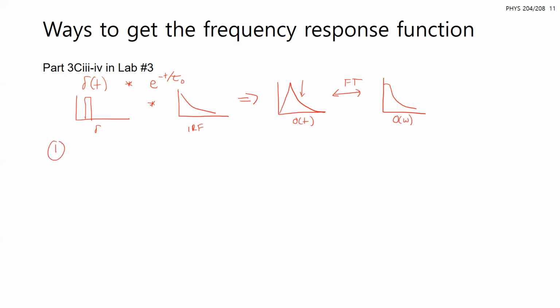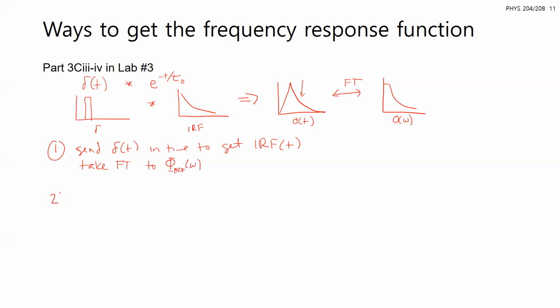So this is the first method that you can use, where you would send a delta function in time to get your instrument response function in time. And then you would take the Fourier transform to get your frequency response function. So that's one method that you can use.